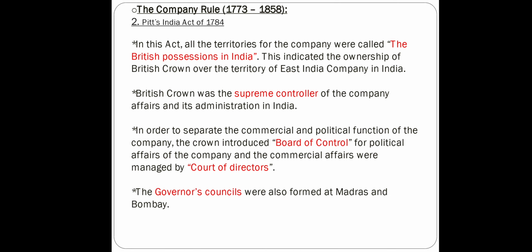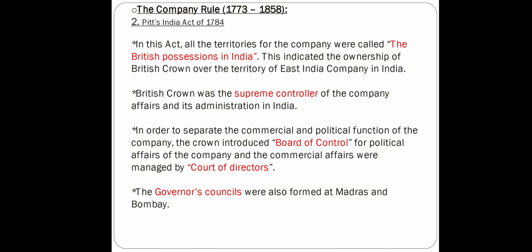So this is the act. Under the Pitt's India Act, the territory of India and the possessions of the East India Company were called the British territory in India. Now, this indicated the ownership of the British Crown over the territory of the East India Company in India. Clear? Now, the British Crown was the supreme controller of the company's affairs and its administration in India.